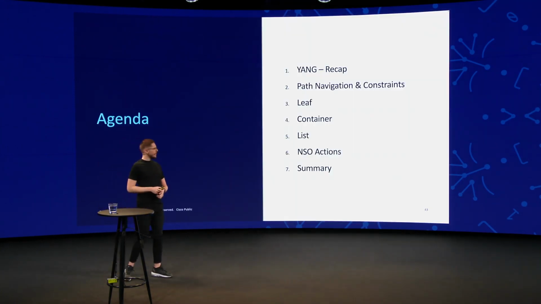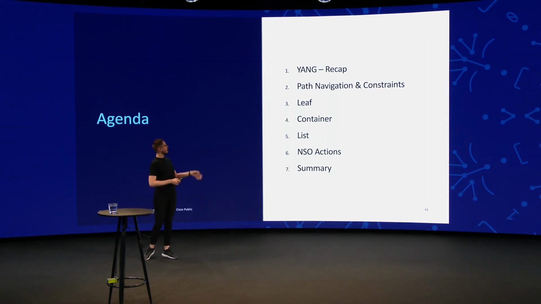From the agenda perspective, we are going to recap some Yang basics, as I said. Then we move towards path navigation and constraints. We'll talk a little bit more about the specific features around leaves, containers, lists, and NSO actions, and we'll wrap up with the triple M rule that I'm trying to always follow in my developments.